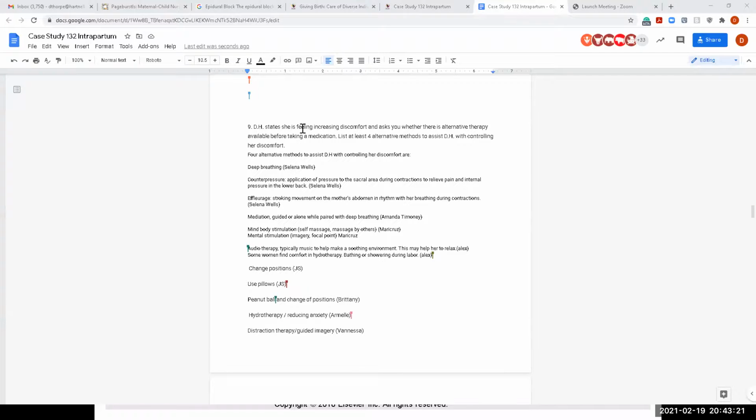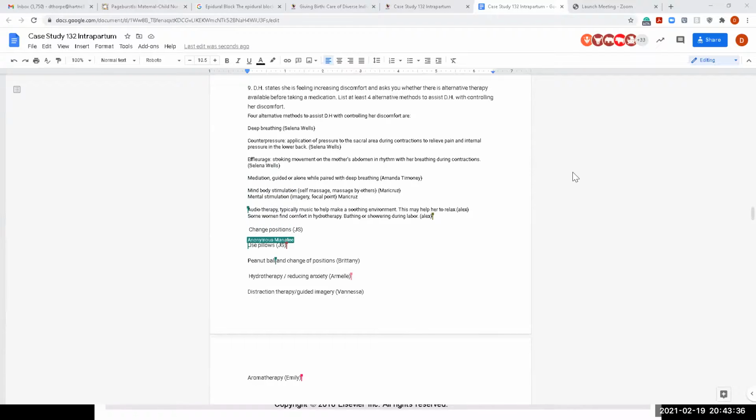So DH says she's feeling increasing discomfort and asking whether there is alternative therapy available before taking her medication. What 4 alternative methods for controlling her pain can you offer her? Maybe like counter pressure. Good.